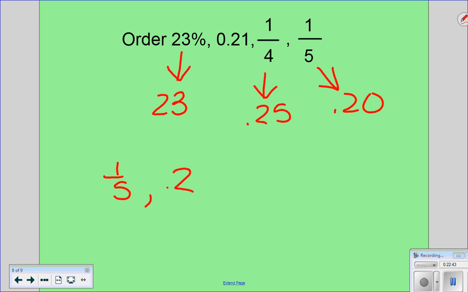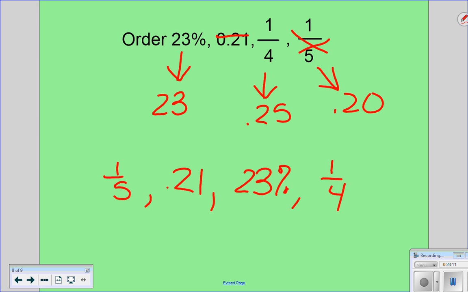0.21. We're just keeping them in the same form. So we got this one taken care of. We got this one taken care of. What's my next smallest? Yes. 23%. Good. And my next one is 1/4. That's how you would order those from least to greatest. And I think in your homework it's only just like 3 of them, not 4.